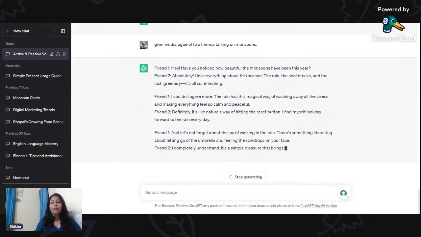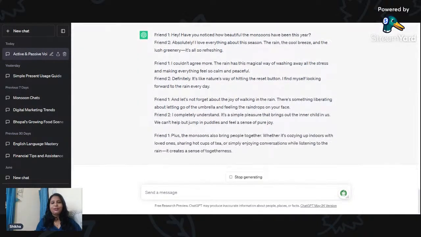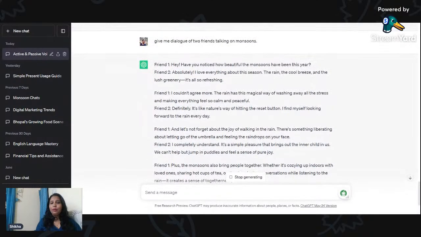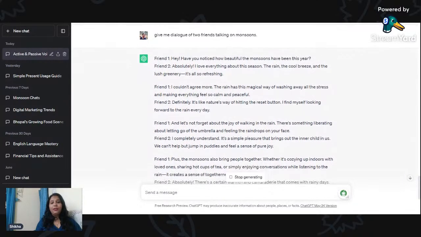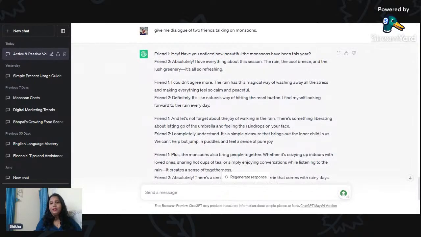So here it comes. Friend one and friend two, there are two characters. Friend one: Hey, have you noticed how beautiful the monsoon has been this year? Friend two: Absolutely. I love everything about this season. The rain, the cool breeze, and the lush greenery. It's all so refreshing. Friend one: I couldn't agree more. The rain has this magical way of washing away all the stress and making everything feel so calm and peaceful.